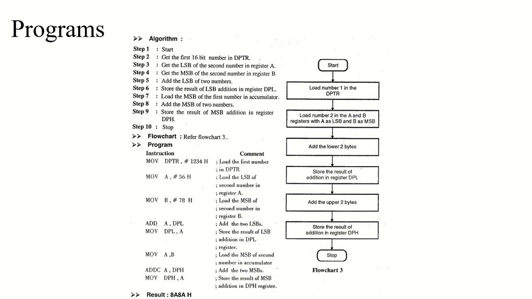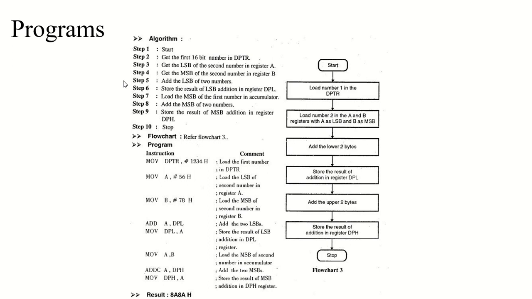Now let's quickly see the program to understand the instructions here. We will first move 1234H into the data pointer. So we are going to use the simple move instruction with the immediate addressing mode. So MOV DPTR, #1234H to load the first number in the data pointer.